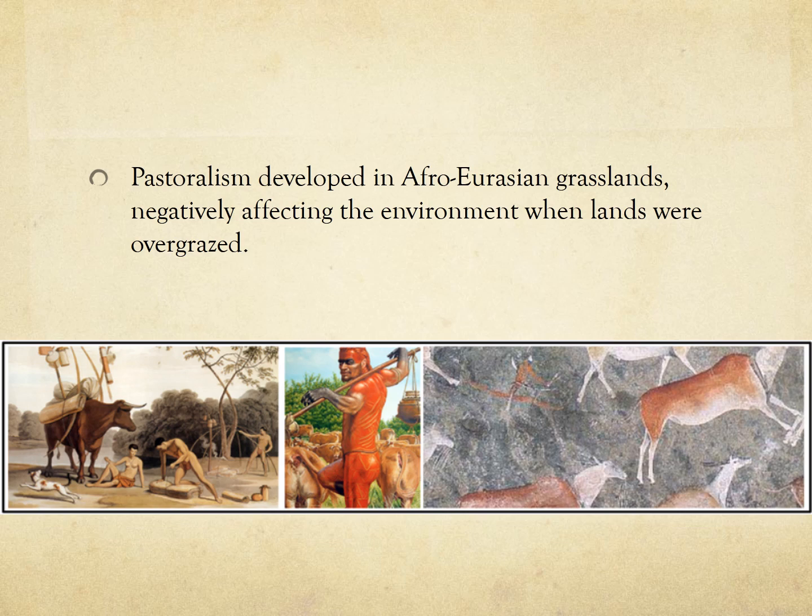Pastoralism developed in Afro-Eurasian grasslands, which negatively affected the environment when lands were overgrazed because they're eating too much grass. So remember, pastoralism was people who followed looking for pastures for their migratory animals. So that could be your cattle, that could be your sheep, stuff like that. Horses also.